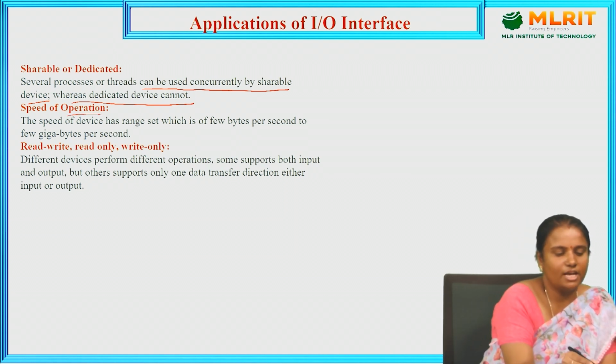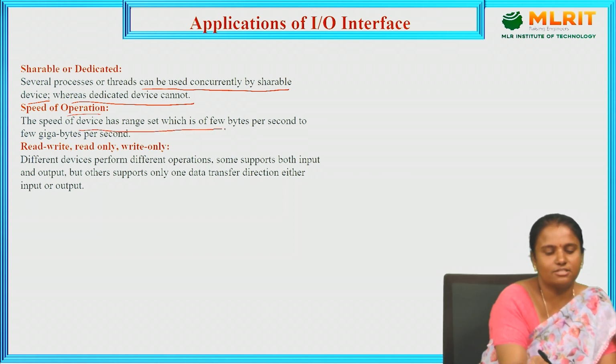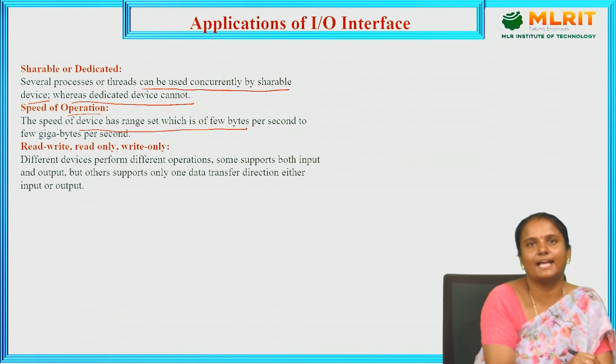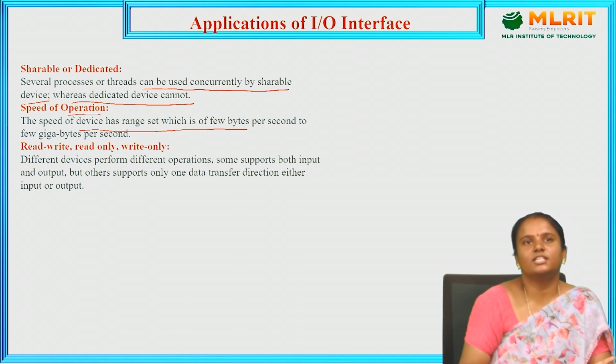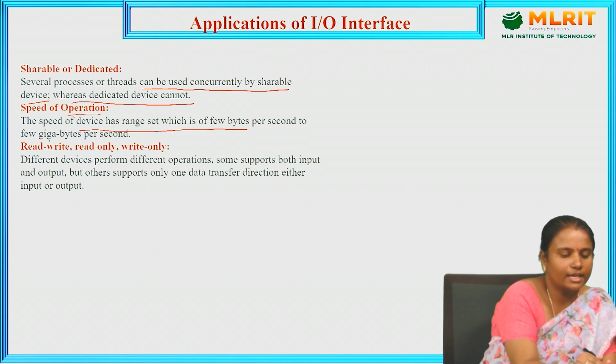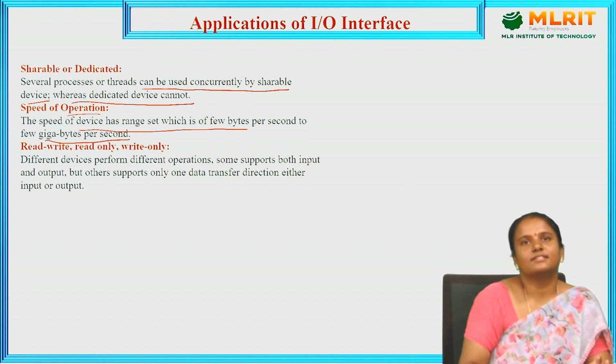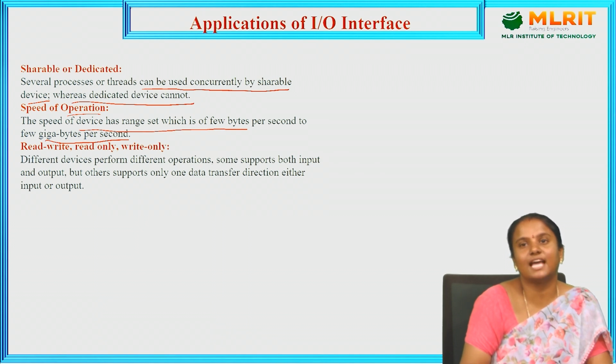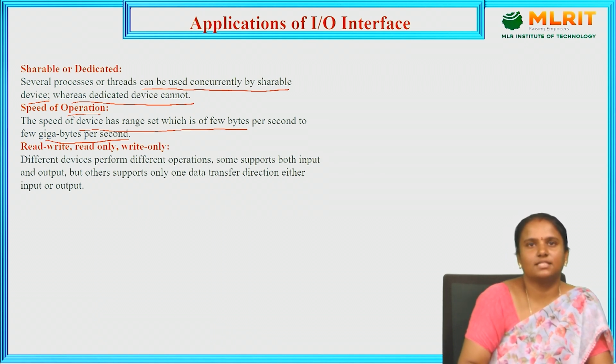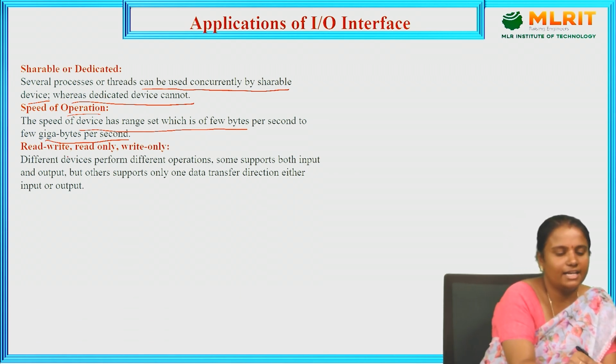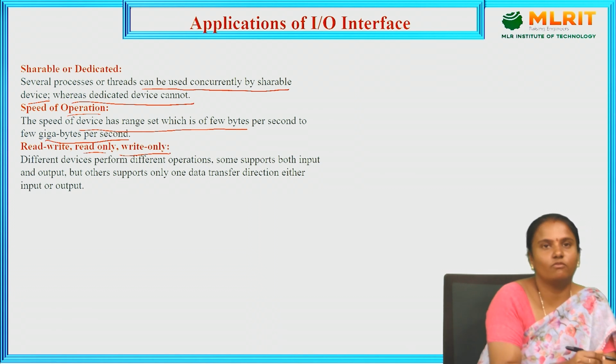Speed of operation. The speed of devices ranges from a few bytes per second to a few gigabytes per second. So per second means bytes of memory, and a few seconds means gigabytes. Per second means bytes, and a few gigabytes per second means fast devices.